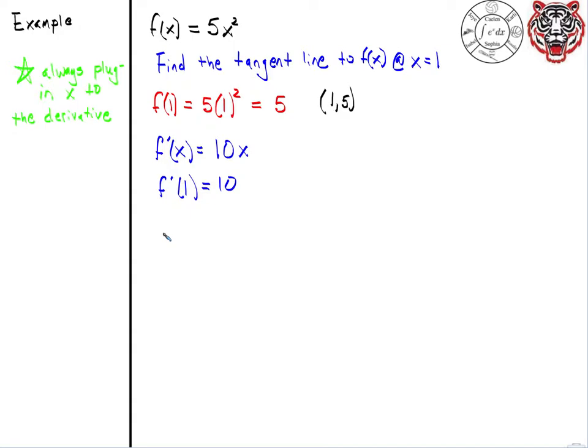So writing out our full equation, we had y minus, and this is a form that you guys need to memorize.